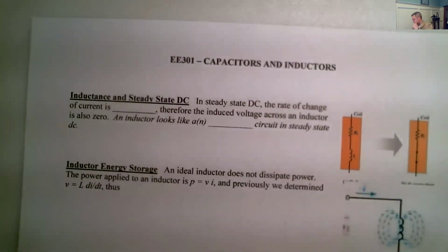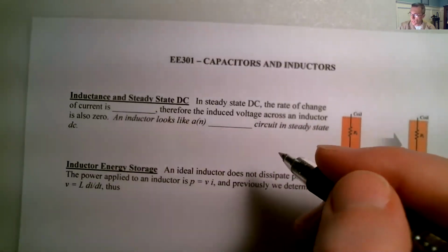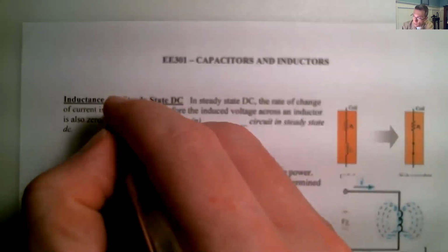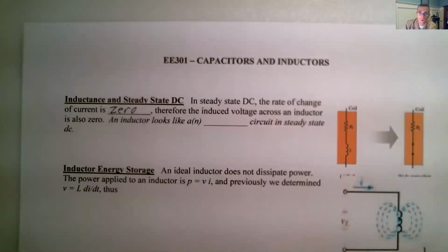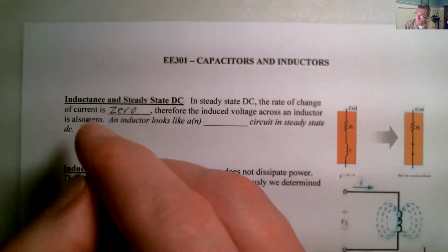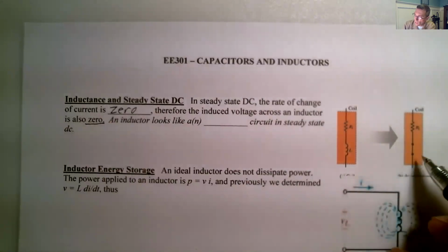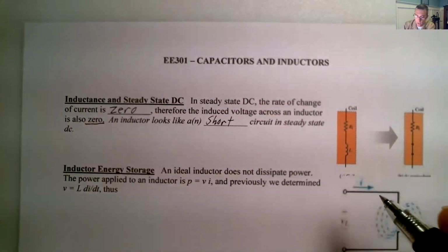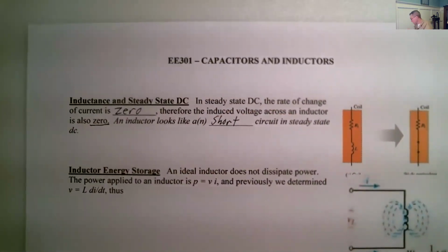So, inductances in steady state DC. In steady state DC, the rate of change of current is 0. This rate of change is 0. Therefore, the induced voltage across an inductor is also 0. Well, a 0 volt thing is a short circuit. So a capacitor looks like an open circuit, and an inductor looks like a short circuit.